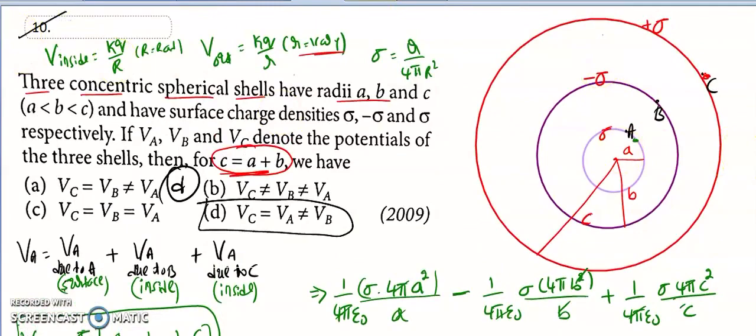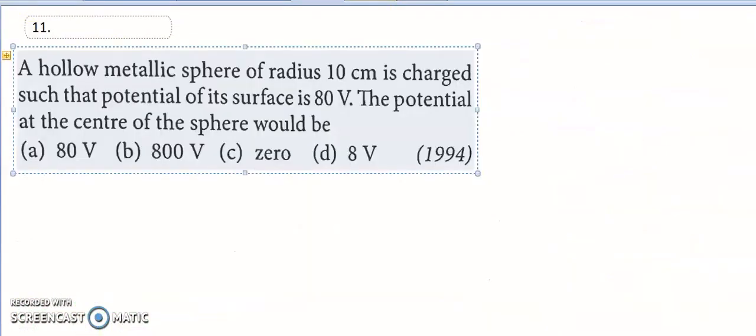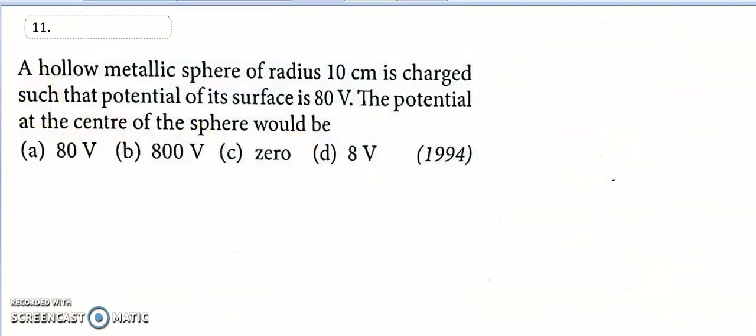So come to the next question, question number 11. A hollow metallic sphere, so this is a hollow metallic sphere.